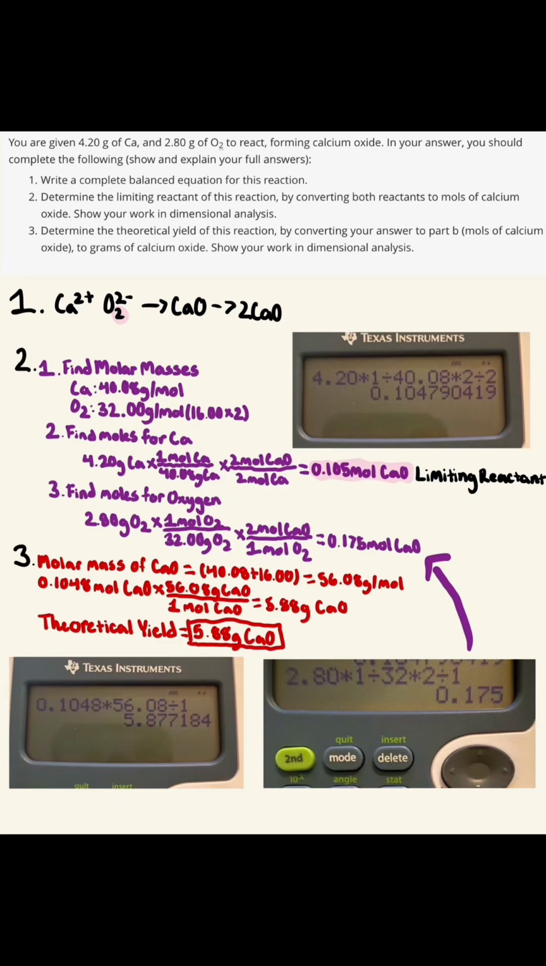And then I took the unrounded amount I got on my calculator for finding moles of calcium in the top right corner, and that would be 0.1048 moles of calcium oxide, and I multiplied that by 56.08 grams of calcium oxide, which is that molar mass, and then I divided that by 1 mole of calcium oxide, and that left me with 5.88 grams of calcium oxide. So my theoretical yield is 5.88 grams of calcium oxide.